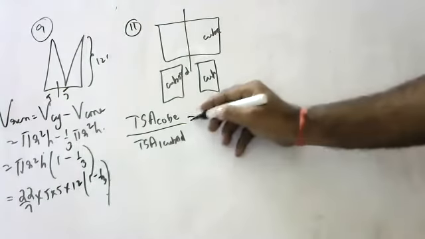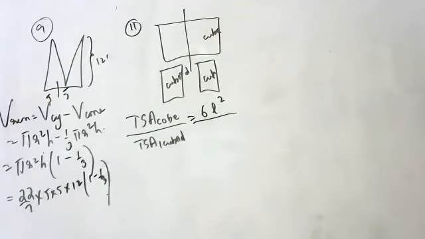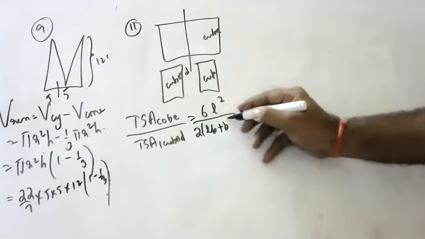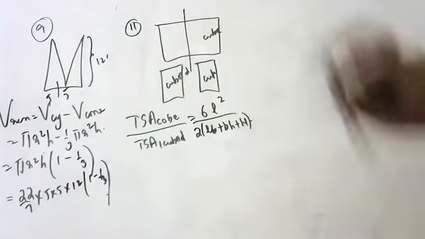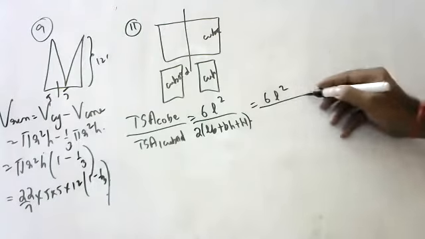Then what I can tell you? TSA of cube is 6L square. TSA of cuboid is 2(LB plus BH plus HL).